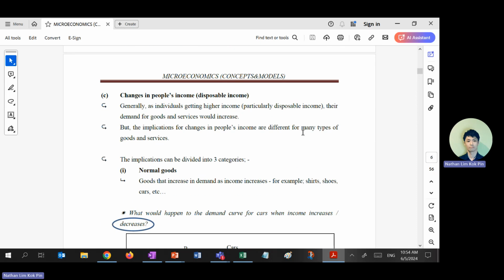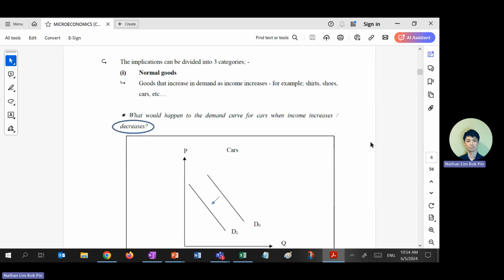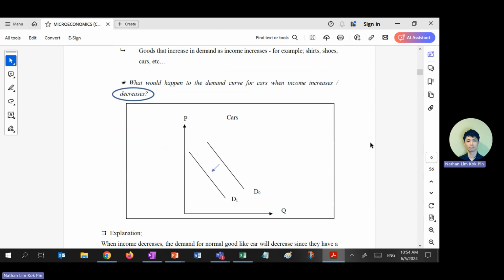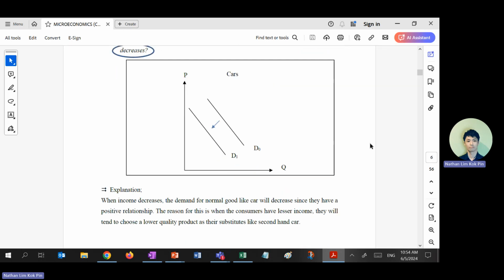Yeah, bless you. So next one is all this stuff. Income decrease. This one I draw income decrease. So first of all, you have to tell me this good is what? When income decrease, the demand for normal good. Tell me this is a what good you're assuming.